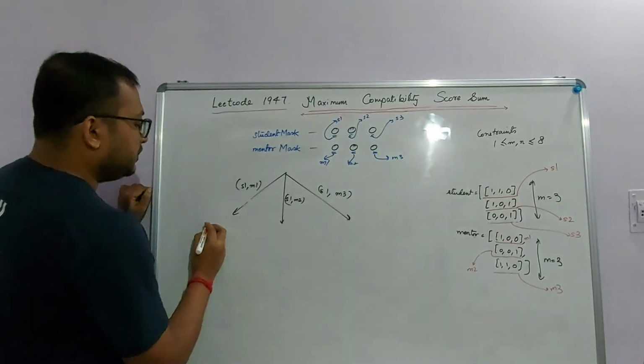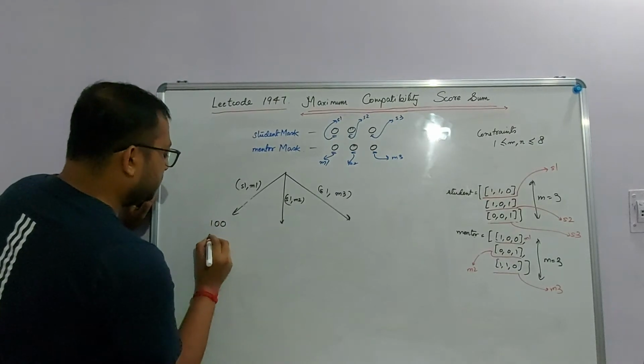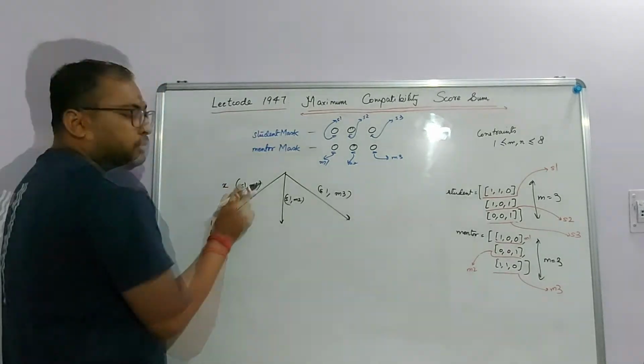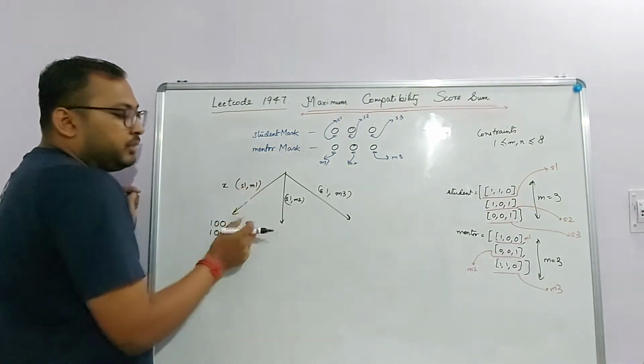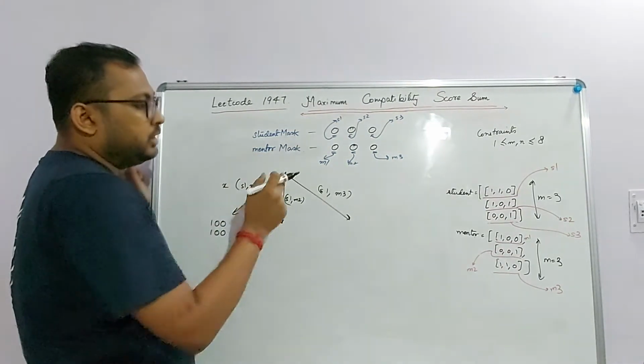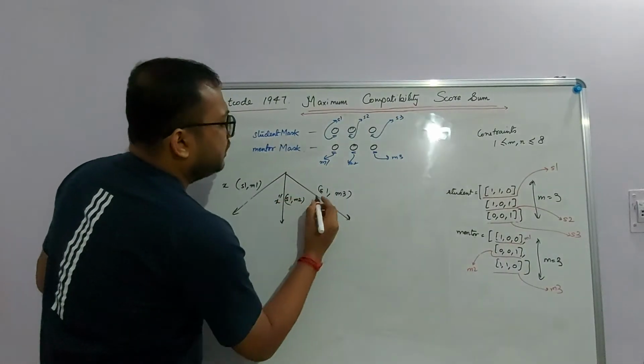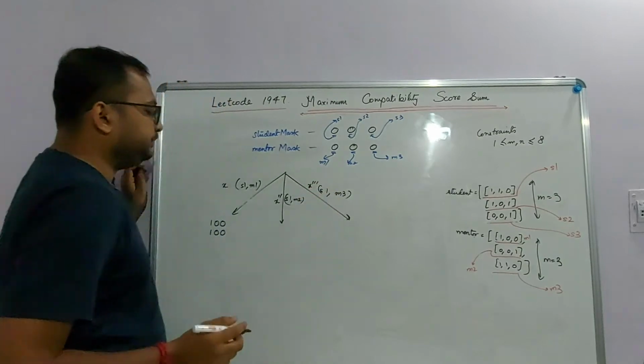Let's see. So we get 1 0 0 1 0 0, and obviously we get some cost x for when we match student 1 with mentor 1. We get some cost because that is the score that they get, which I have initially explained. So let's say here x double dash is the score and here x triple dash is their score.